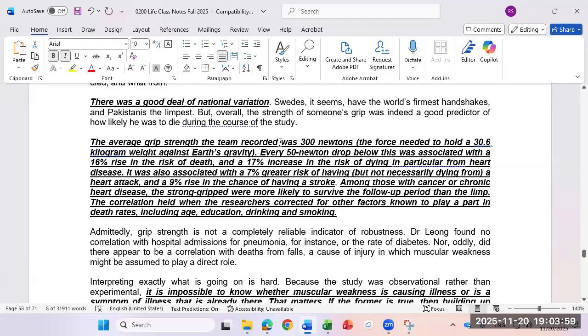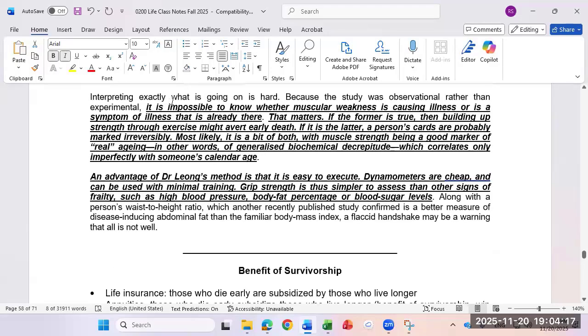The average grip strength was 300 newtons, whatever that is. Every 50 newton drop below this was associated with a 16% risk of death, 17% for heart disease, a 7% greater risk of a heart attack, and a 9% chance of a stroke. It's impossible to know whether muscular weakness is causing the illness or is a symptom. So we don't know if starting to use a really strong grip means you're going to live longer. It's probably that you have a strong grip because you just have more muscles. So muscle strength is really important in longevity.